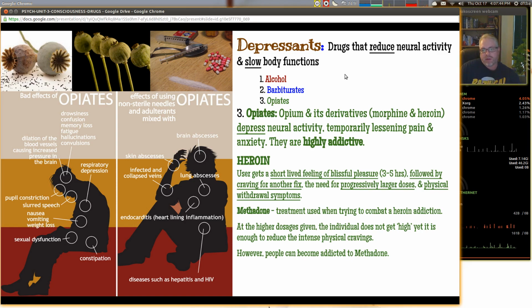And they use methadone to treat that, and methadone doesn't have the same addictive qualities, but you can still get addicted to it. It doesn't have the same intense physical cravings, but you get the same sort of high from it, so it's helping people kind of ease off of heroin.